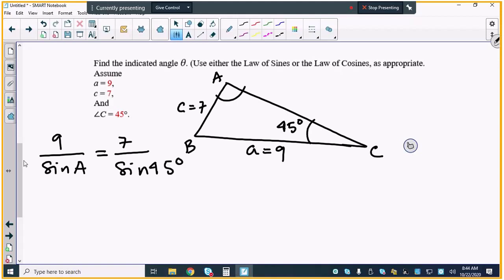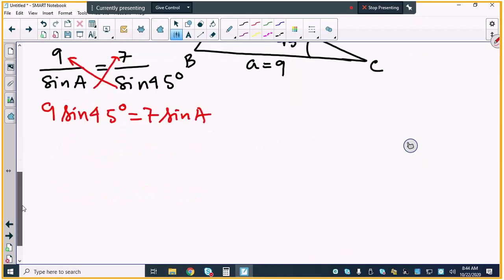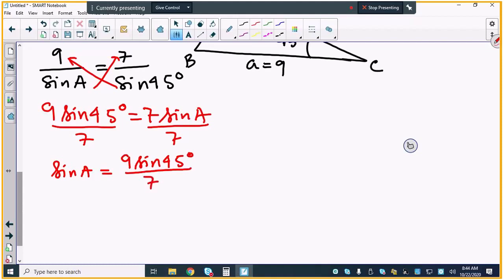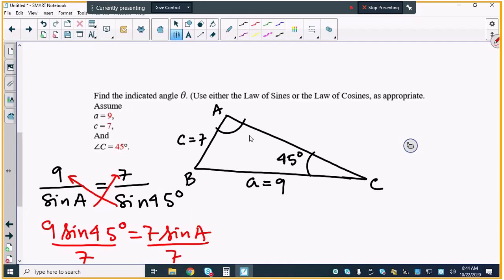So then, as we were doing last time, we will do the cross multiplication, and we will get 9 times sine of 45 degrees equal to 7 times sine of A. Because I'm finding sine of A, I would like to divide both sides by 7. So we'll get sine of A equal to 9 sine of 45 degrees over 7. And then find this value in our calculator, and we're going to round the answer to, say, 4 decimal places.